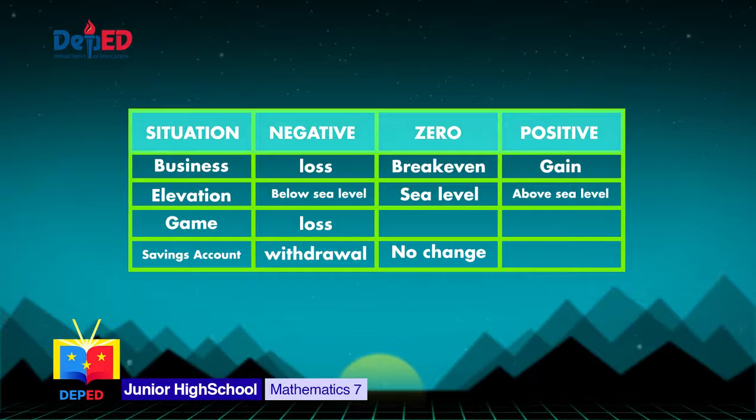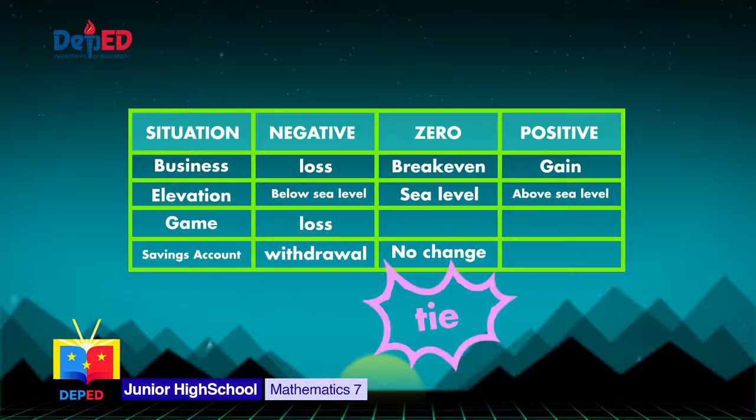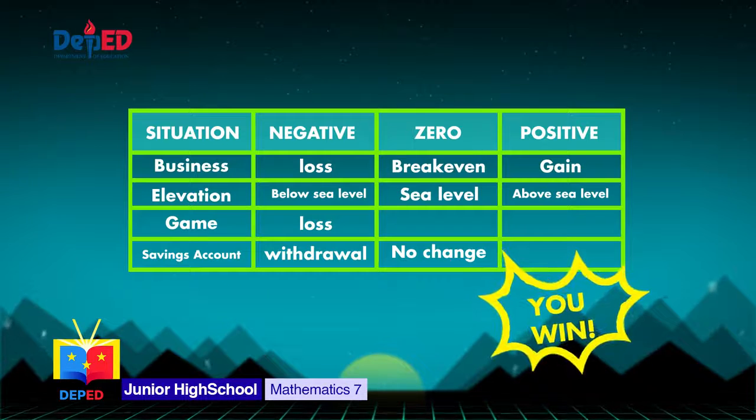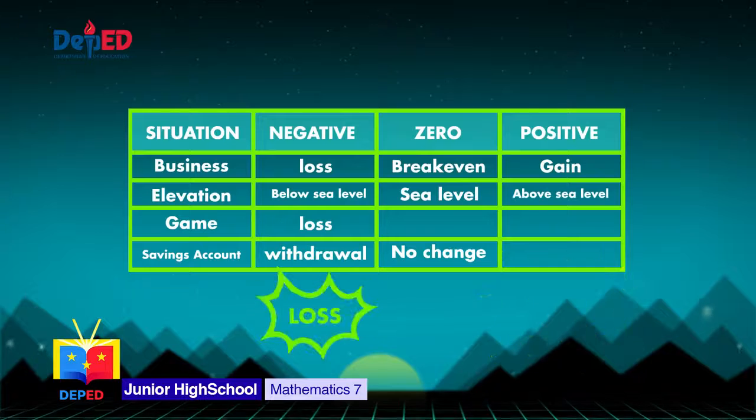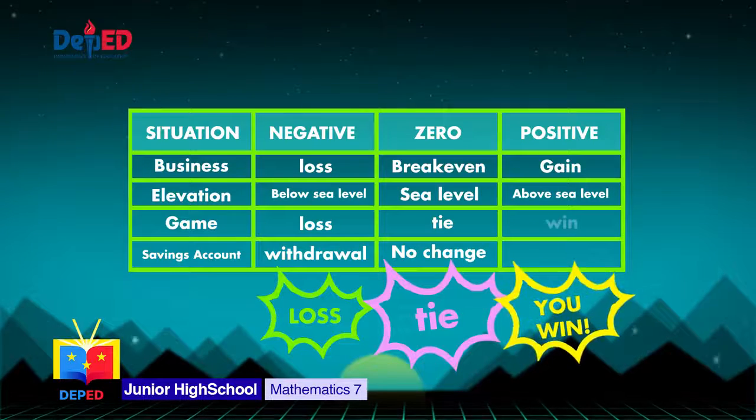Next situation is game. The given is negative, which is loss. For 0, it's a tie, since you neither lost nor win. While for positive, it's a win. Again, in a game, we have loss, tie, and win.